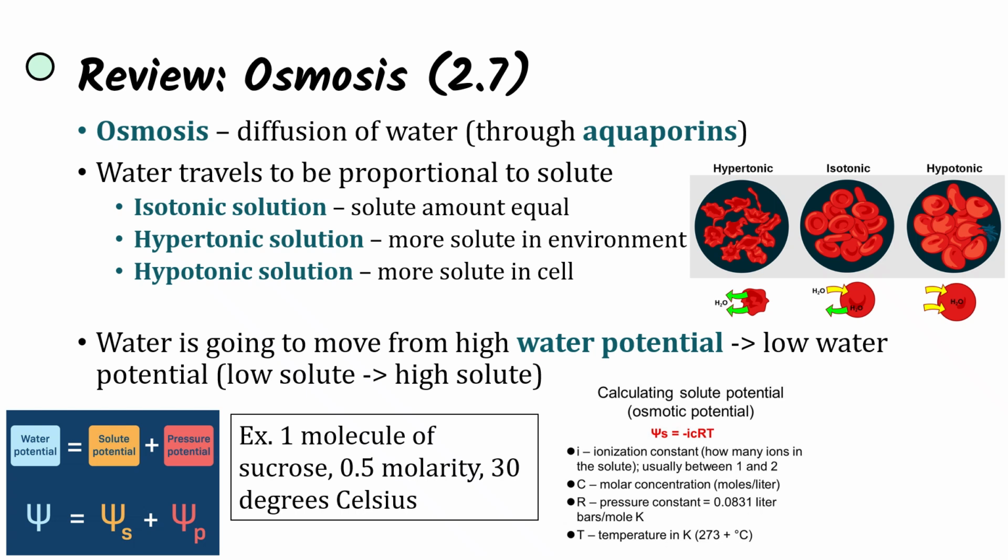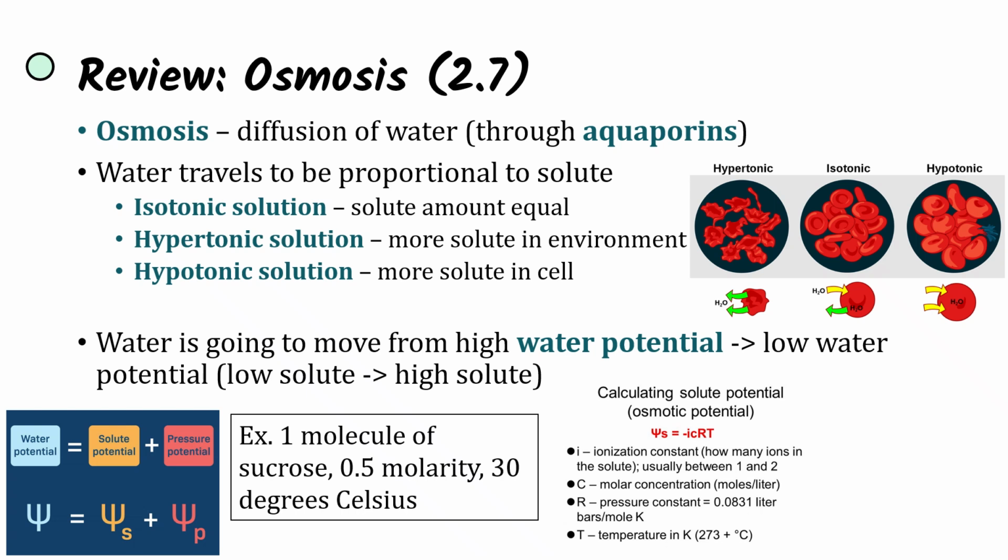It's going to flow in and out of the cell, but there's not going to be a specific change of movement because there's the same amount of solute. In a hypertonic solution, there's more solute in the environment, so water is going to flow out of the cell. This could cause the cell to shrink because water is leaving the cell and because it wants to be proportional to the amount of solute within and outside of the cell. Meanwhile, in a hypotonic solution, such as fresh water, there's going to be more solute inside the cell, so water is going to flow into the cell, and this could cause the cell to burst.